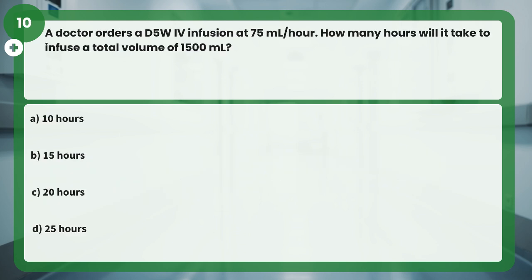Question 10. A doctor orders AD5W4 infusion at 75 milliliters per hour. How many hours will it take to infuse a total volume of 1,500 milliliters? A. 10 hours. B. 15 hours. C. 20 hours. D. 25 hours.